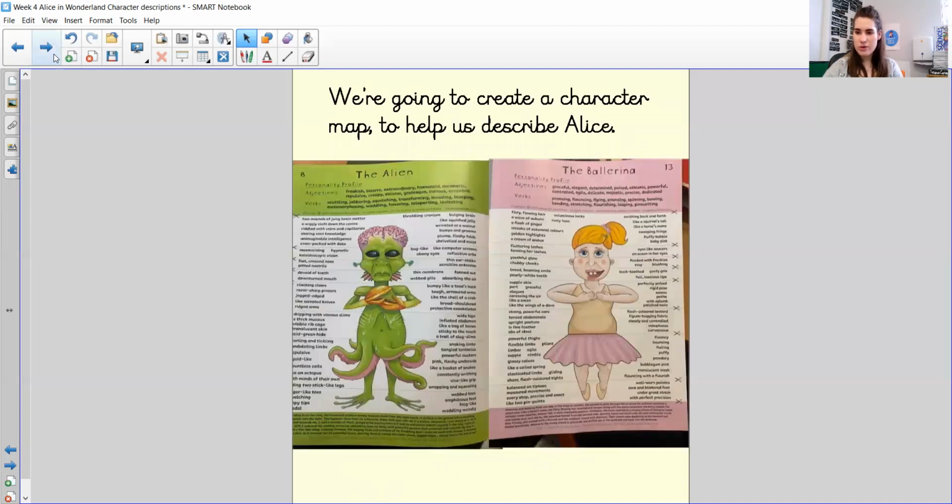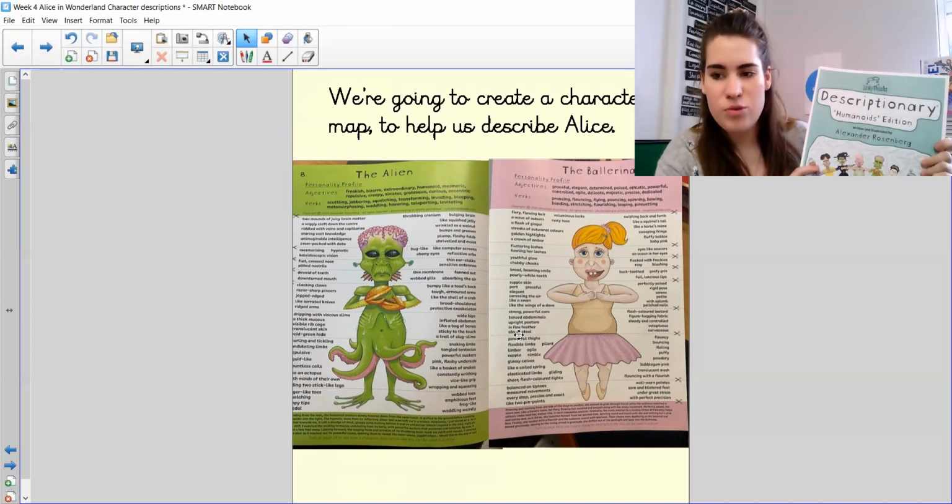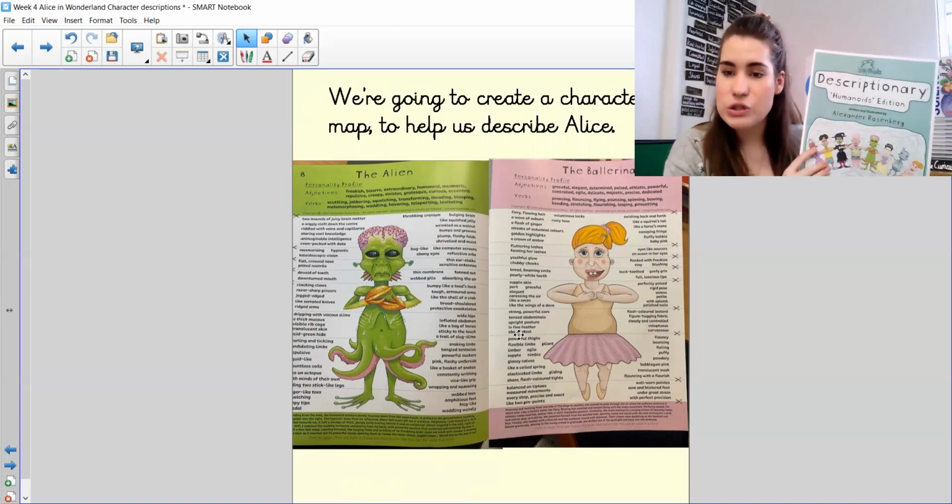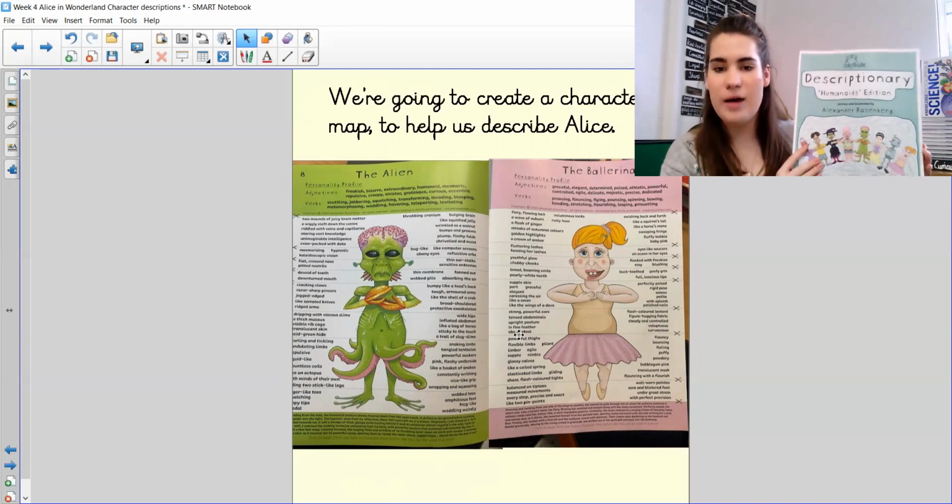So what we're going to have a go at doing today is creating a character map to help us describe Alice. Now, this is inspired by a book called, let me just grab it, and we'll use this more when we're back in school together as well. It'll be a little bit easier when we're all together. It is called a descriptionary, and this is similar to a descriptosaurus, but it's all about characters.